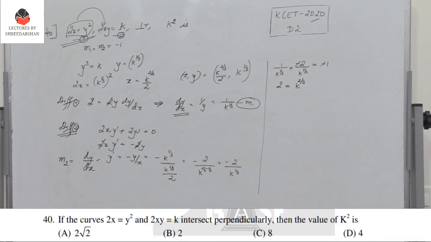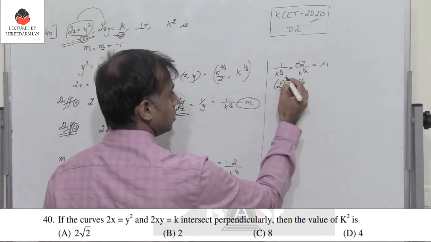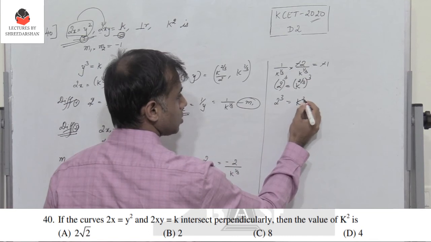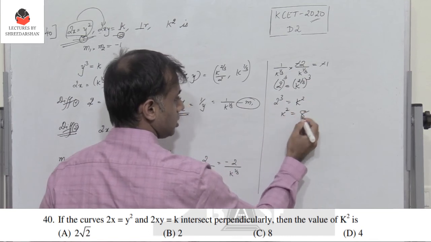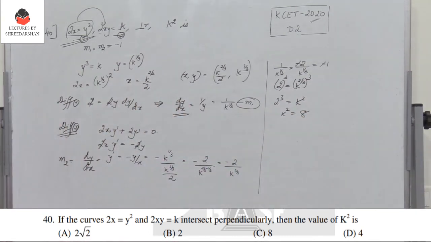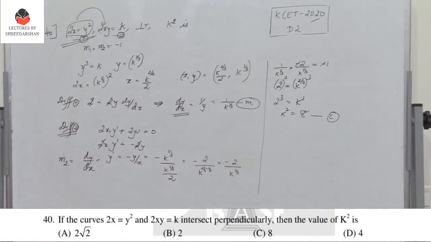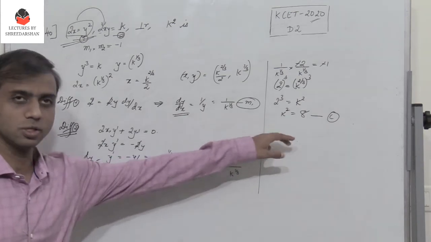So this is what I have. So now we need to find the value of k square. To find the value of k square, what can I do? I can take the cube on both the sides, isn't it? So if I cube the LHS and RHS, I get 2 cube equals k square, or k square equals 8. Okay, so this corresponds to C. If you observe all the four options given here, k square is equal to 8, and that corresponds to option C, which is the right answer.